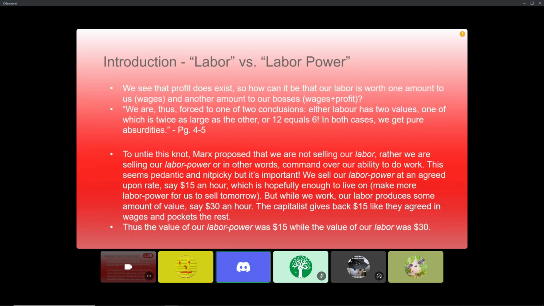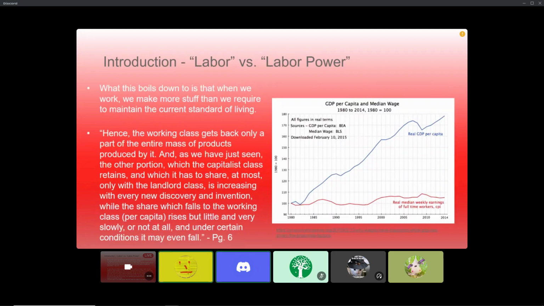But while we work, our labor produces some amount of value. We are laboring, and with the combination of mind and body with which we work on those raw materials, we produce some value, say $30 an hour. And so the capitalist gives us back $15 like they agreed in wages and pockets the rest. So thus the value of our labor power was $15, but the value our labor created was $30. This is just putting random numbers on it. Yeah, every situation is different.